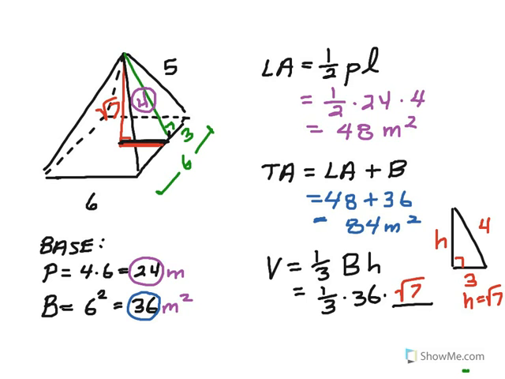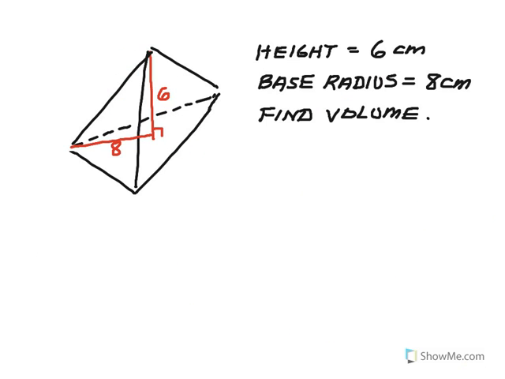So that goes here. Then I finish my computation. 1/3 of 36 is 12 times the square root of 7, and that is in cubic meters. So that's just a little example of how to go about finding the areas and volumes of a pyramid.